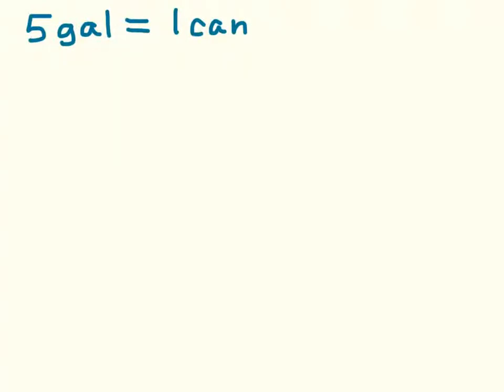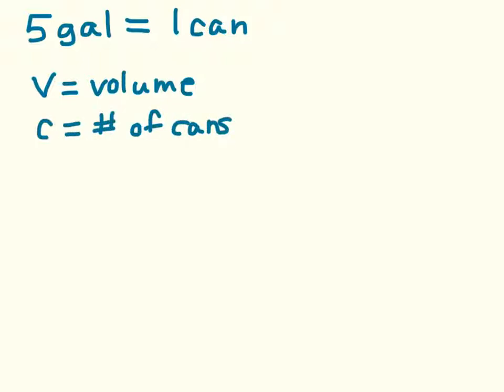Okay, so if we're going to let V represent the volume and C represent the number of cans, we would write a linear equation that says V equals 5C. The reason that is our equation is because the volume of paint depends on the number of cans of paint. So C needs to be our independent variable, and V needs to be our dependent variable.